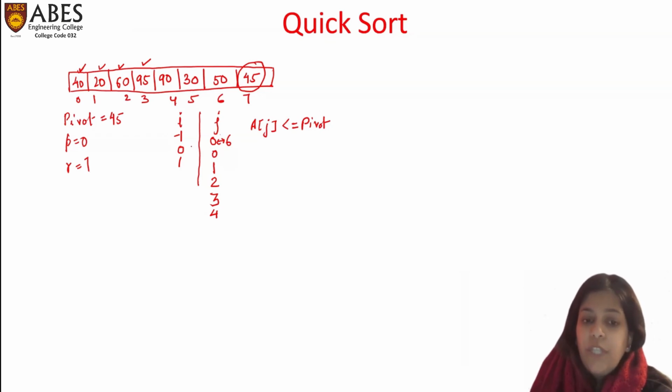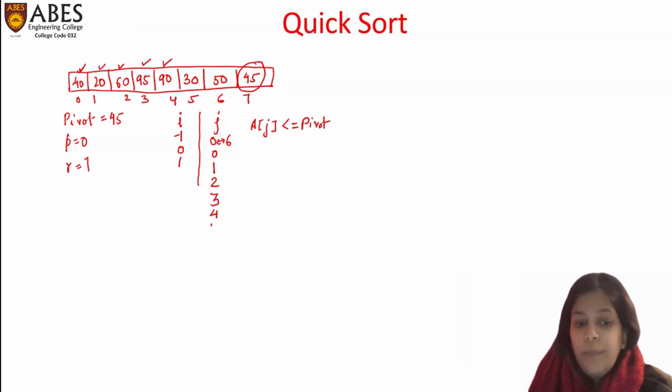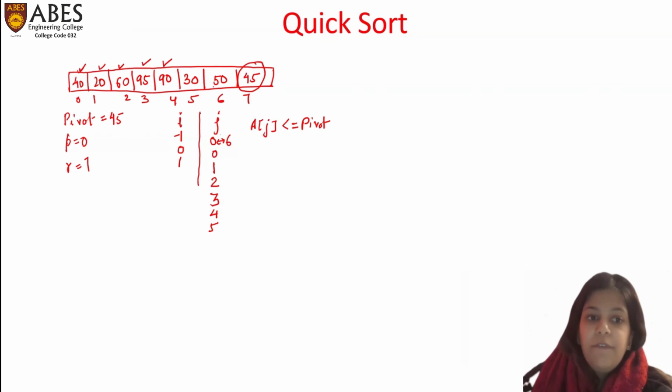And again, we are going to check the element aj with the pivot. Again, this value is greater, 90 is greater than the pivot element. So we are going to simply increase the value of j. It becomes 5. Again, we have to check whether the element that is stored at aj position is greater than pivot or not. No, it is not.